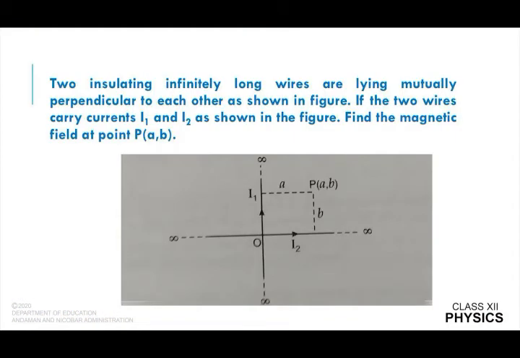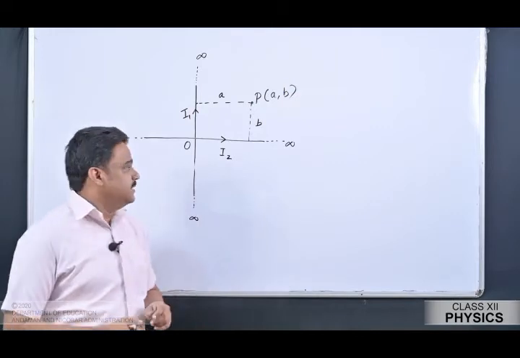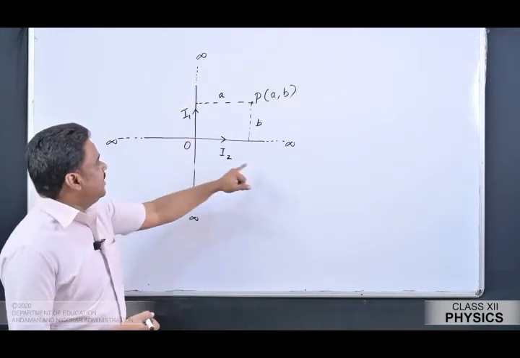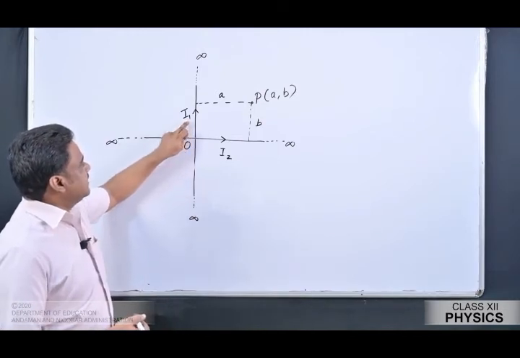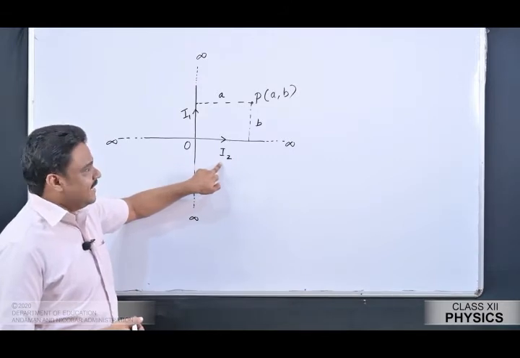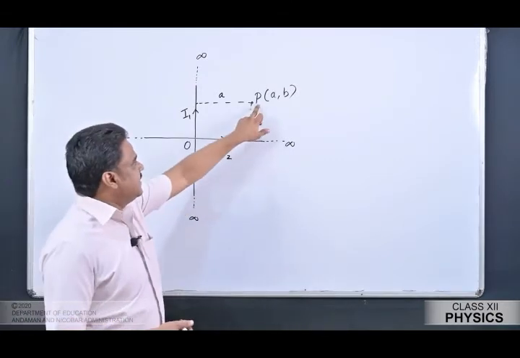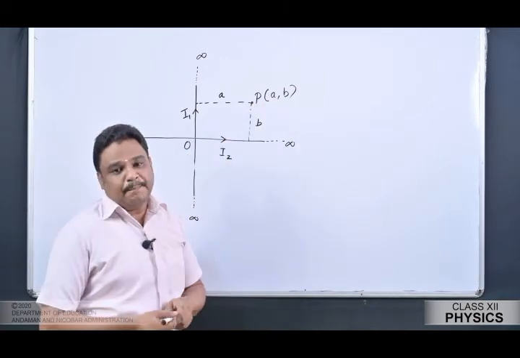My next question is, two insulated infinitely long wires are lying mutually perpendicular to each other as shown in the figure. If the two wires carry currents I1 and I2 as shown in the figure, find the magnetic field at point P with the coordinates A, B. We can see in the diagram there are two mutually perpendicular infinitely long straight conductors. The first conductor carries a current I1, the second conductor carries a current I2. Our aim is to find the magnetic field at this coordinate, say P, A, B.